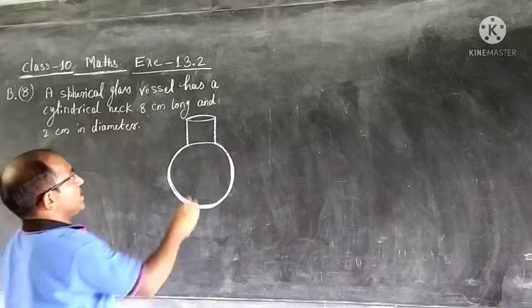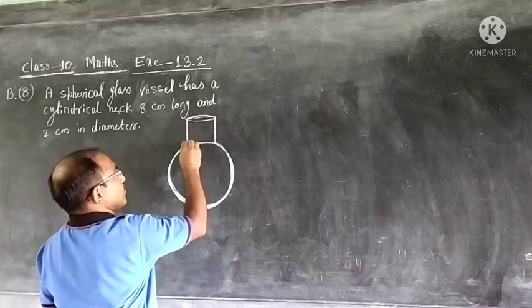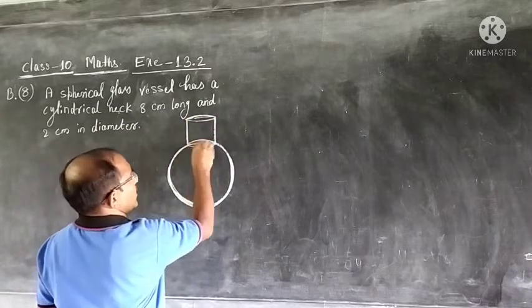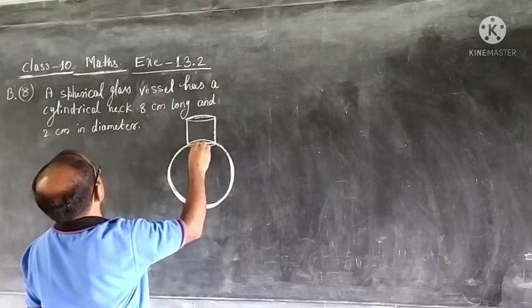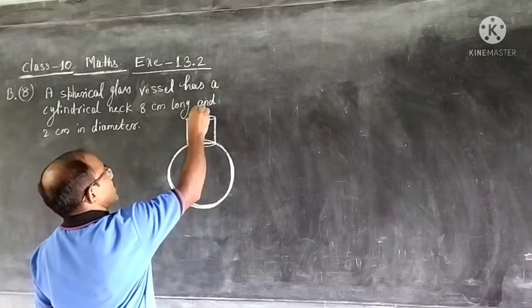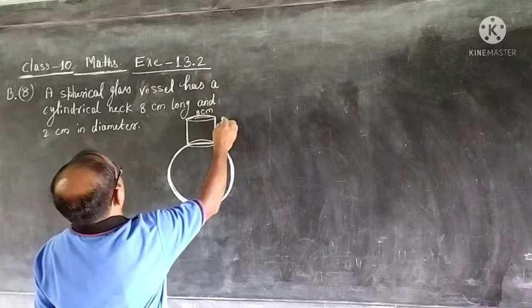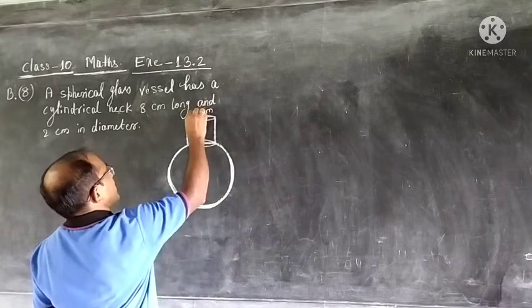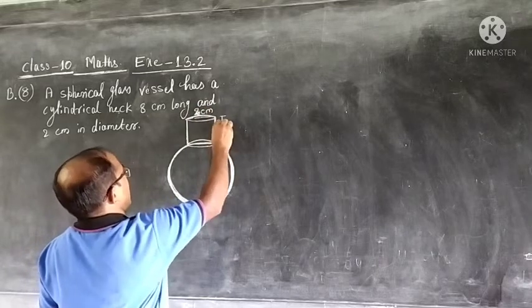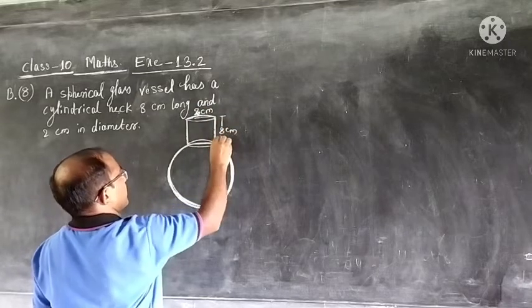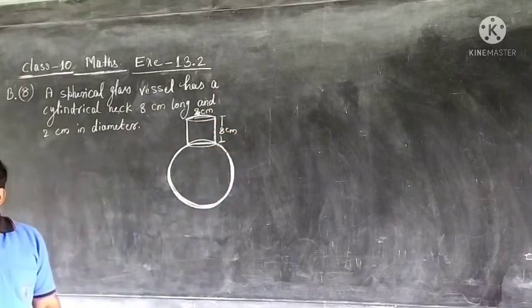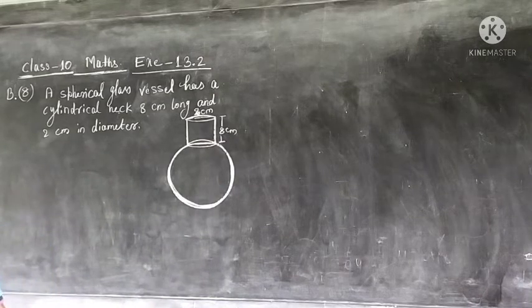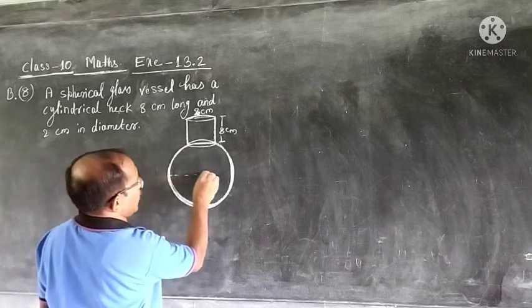Cylindrical neck is 8 centimeter. This is the diameter. Diameter is how much? 2 centimeter is diameter and height is 8 centimeter. Then the next part is what? The spherical part is 8.5 centimeter in diameter. So, this diameter is 8.5.